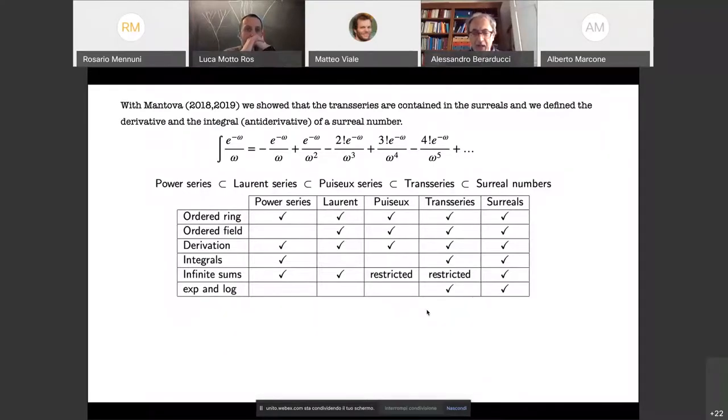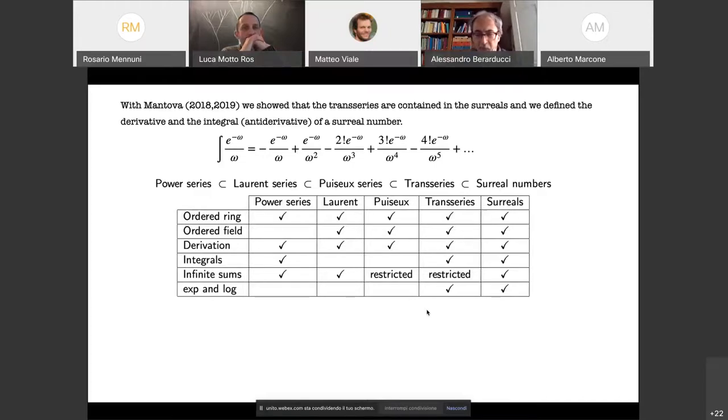But the transseries also have some notion of infinite sum, but it's a kind of restricted one. So you cannot take, for instance, omega plus log omega plus log log omega plus log log log omega plus log log log log omega, and you keep going. This is a perfectly legitimate surreal, but it's not a transseries. In a transseries, you have some limitations on the amount of nesting of logs and exp. In the surreals, you have no limitations whatsoever. You can write any kind of series that you want, provided the monomials decrease.